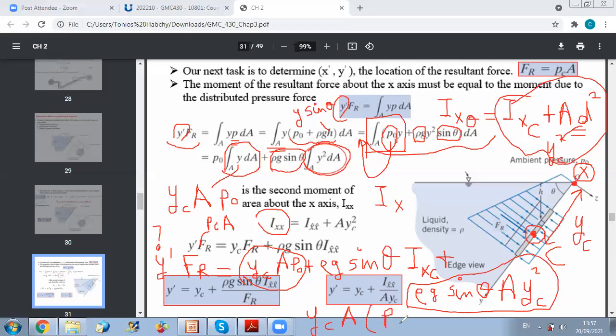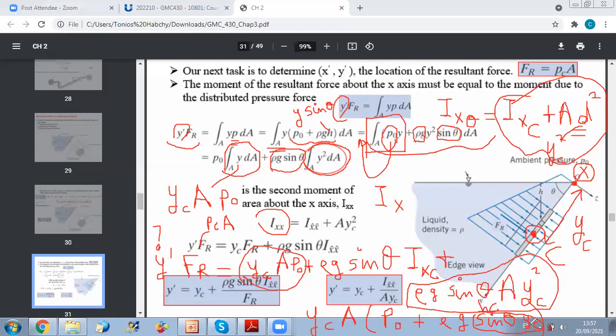P0 plus rho g sine theta times yc. And again, what is sine theta times yc? I can replace it by h. So this term, P0 plus rho g hC, represents what for you?